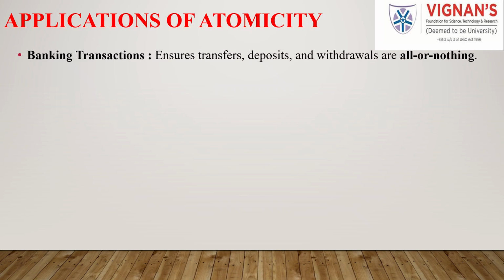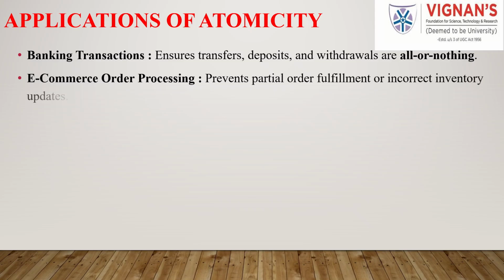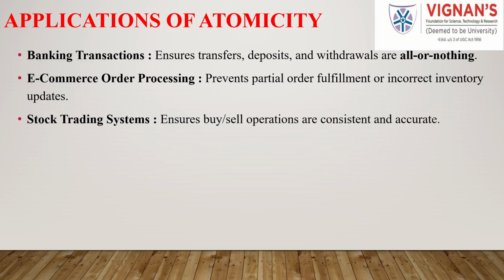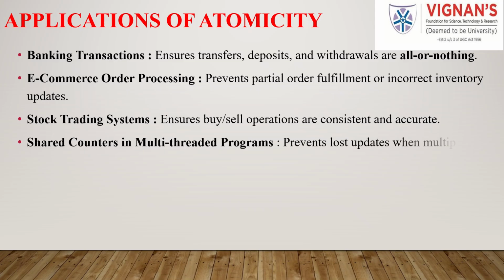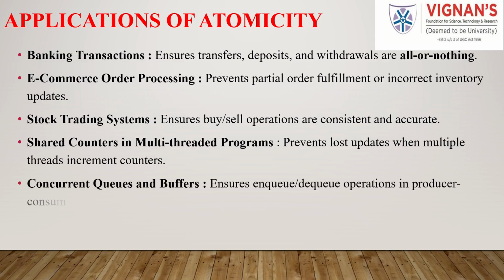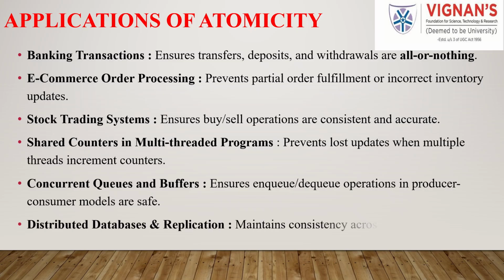Applications of atomicity. Banking transactions: guarantees that transfers, deposits, and withdrawals happen all or nothing. E-commerce order processing: prevents partial order fulfillment or incorrect inventory updates. Stock trading systems: ensures buy and sell operations are consistent and accurate. Shared counters in multi-threaded programs: prevents lost updates when multiple threads increment counters simultaneously. Concurrent queues and buffers: ensures enqueue and dequeue operations in producer-consumer models are safe. Distributed databases and replication: maintains consistency across multiple nodes during updates.